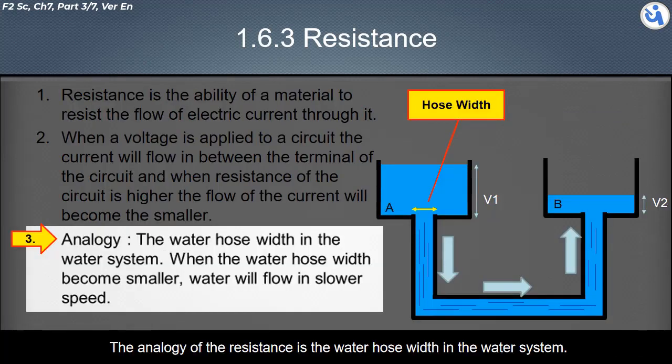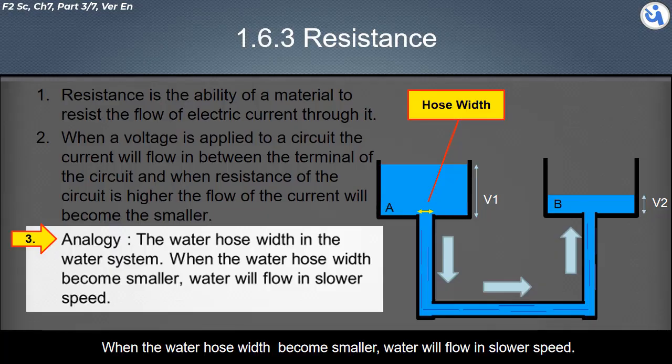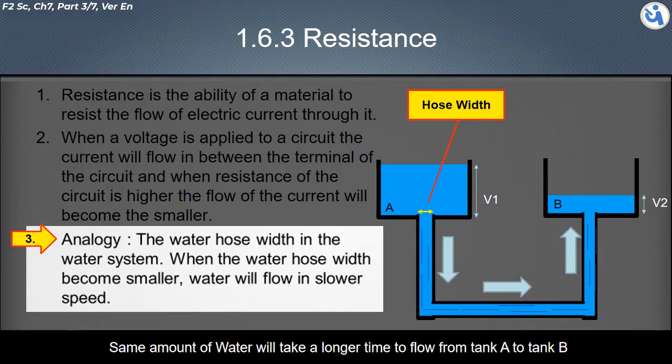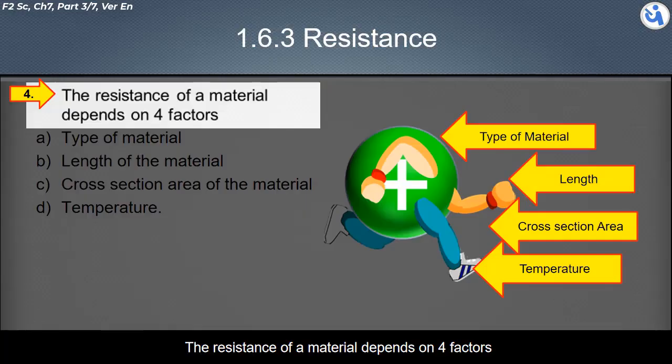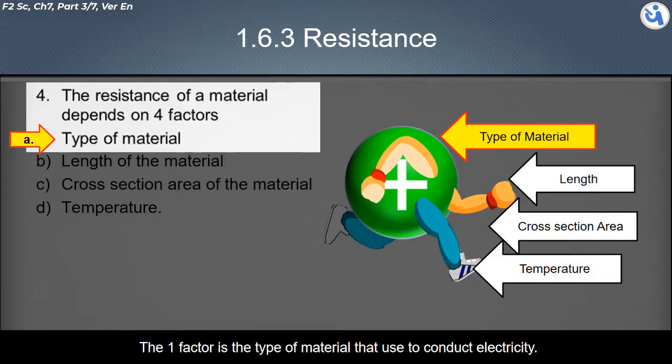The analogy of resistance is the water hose width in a water system. When the water hose width becomes smaller, water will flow at a slower speed. The same amount of water will take a longer time to flow from tank A to tank B. The resistance of a material depends on 4 factors. The first factor is the type of material that is used to conduct electricity.